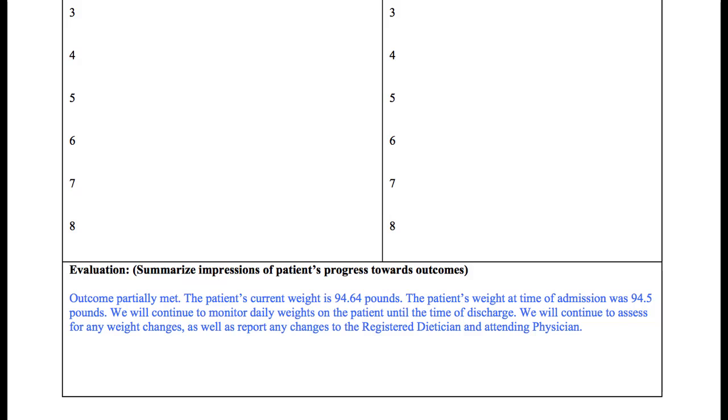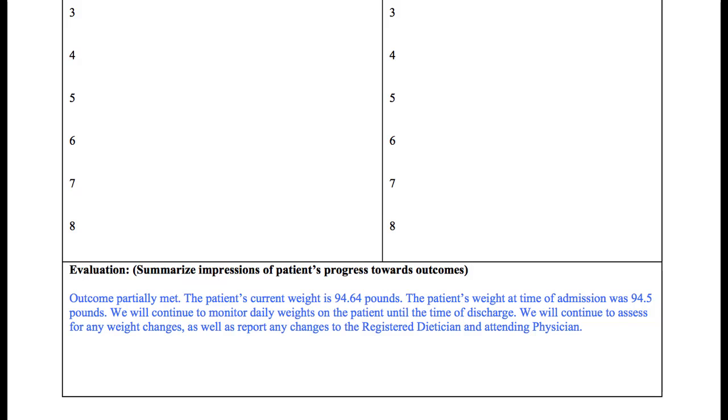Outcome partially met. The patient's current weight is 94.64 pounds. The patient's weight at time of admission was 94.5 pounds. We will continue to monitor daily weights on the patient until the time of discharge. We will continue to assess for any weight changes, as well as report any changes to the registered dietitian and attending physician. The example outcome was partially met because our time frame was by discharge. At this point, we cannot say the outcome was met because we have not yet reached discharge.